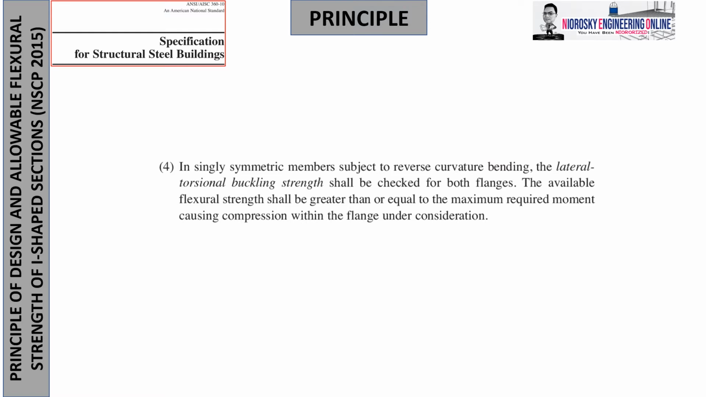Also, may tinatawag na insignificant symmetric members. Ito yung sinasabi natin kanina, for reverse curvature bending, the lateral torsional buckling strength shall be checked for both flanges. The available flexural strength shall be greater than or equal to the maximum required moment causing compression within the flange under consideration. But the question would be, paano kino-compute yun? Yan yung R sub M relation na sinabi naman ni AISC 360-10 kung paano.